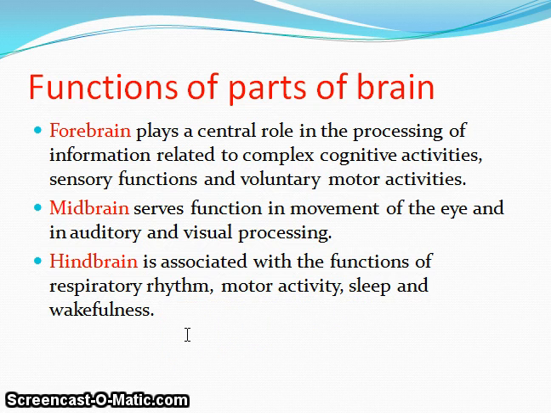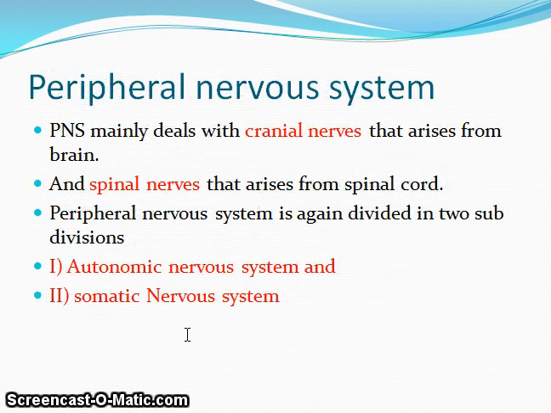Now going ahead with the peripheral nervous system. Peripheral nervous system mainly deals with the cranial nerves that arises from the brain and spinal nerves that arises from the spinal cord. Peripheral nervous system is again divided into two subdivisions. One is autonomic nervous system and another one is the somatic nervous system.